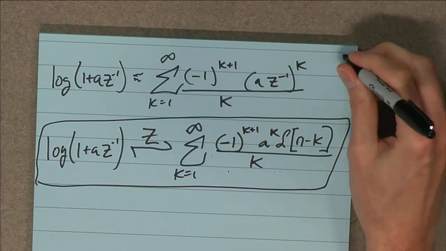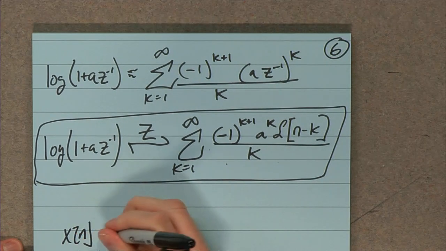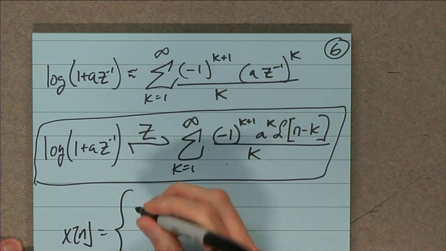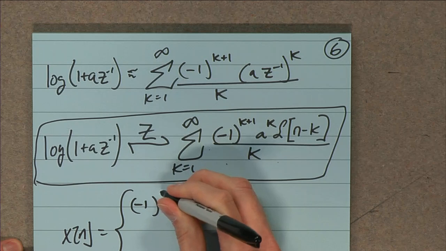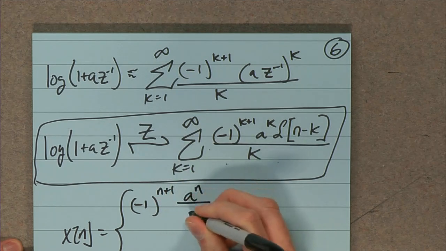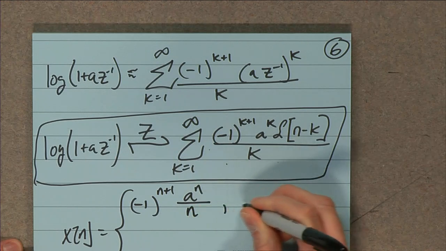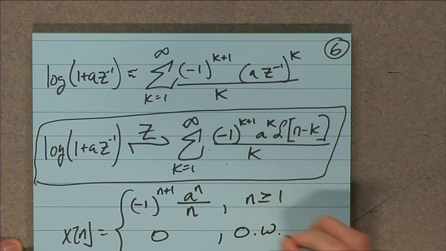And another way of writing it, which is a little bit clearer, is this: minus 1, and we'll make this n plus 1, a to the n, all over n, for n greater than or equal to 1, and 0 otherwise.